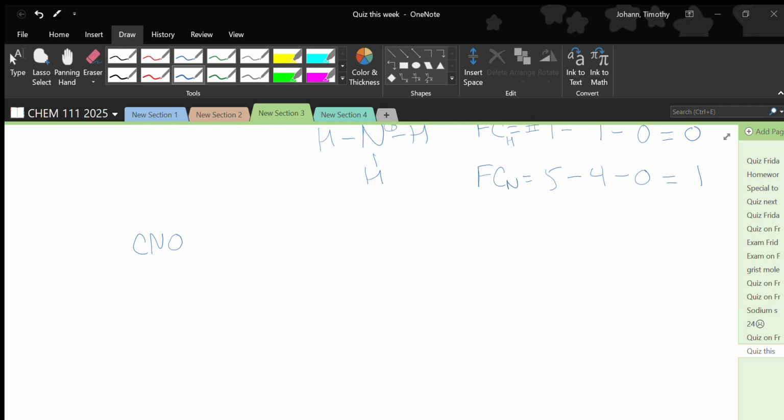But okay, so here, how about CNO? CNO is going to have a negative charge overall, and we're going to draw the Lewis dot structure for it. So what's the first step of this again? Count up the valence electrons, right? So we have a carbon, a nitrogen, an oxygen, and a negative charge. Carbon, how many valence electrons?